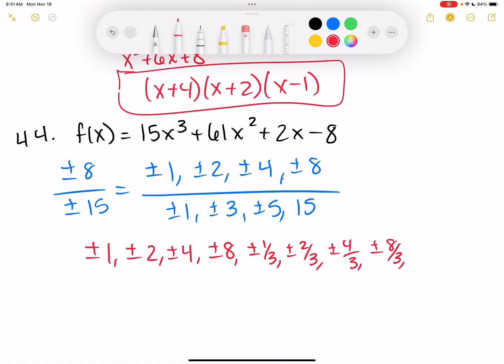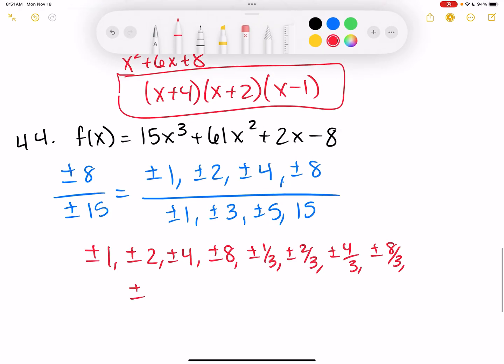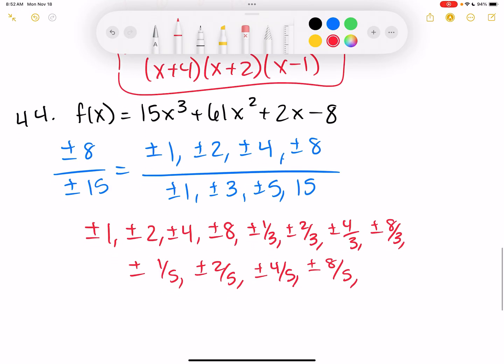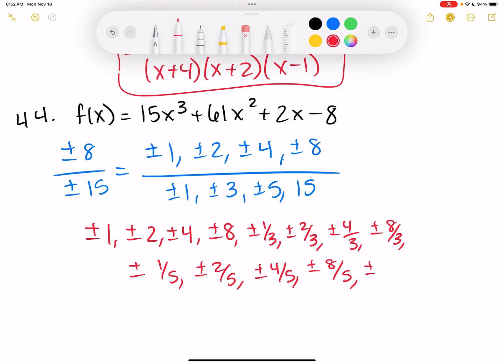Then write the numbers over 5. So 1/5, 2/5, 4/5, 8/5. Now, this one's one where, like, nothing reduces. Normally, you don't end up with this many. This one's, like, kind of obnoxious. All right, and then everything over 15. So this would be 1/15, 2/15, 4/15, and 8/15. All right, so this one had a lot of options.